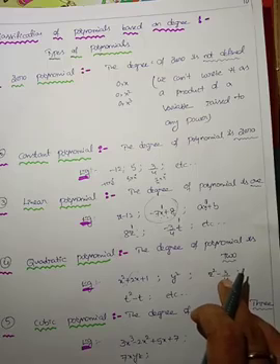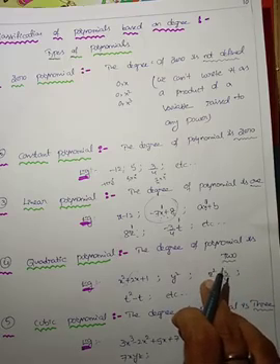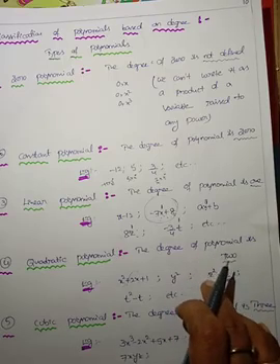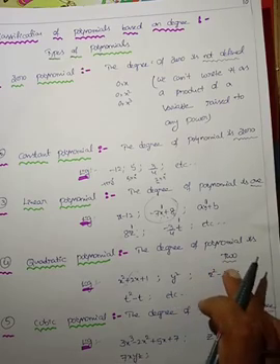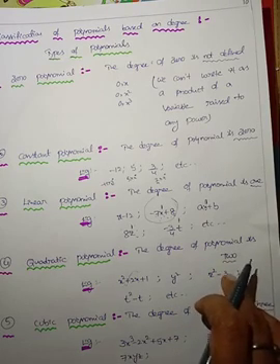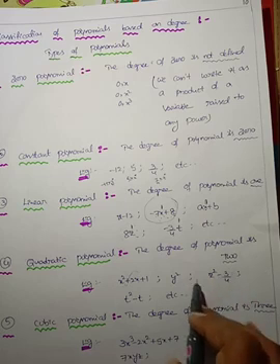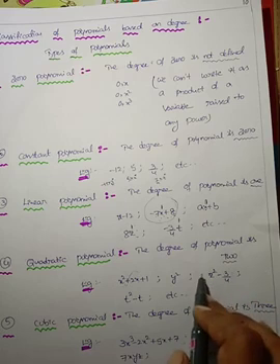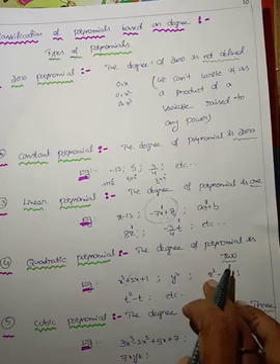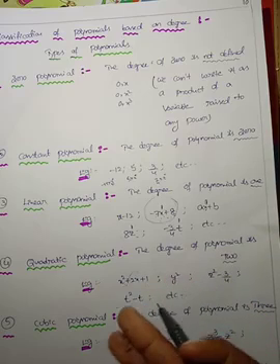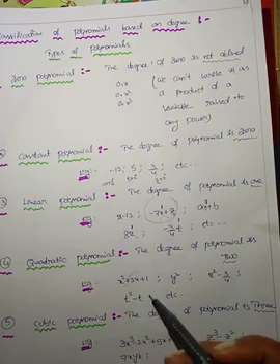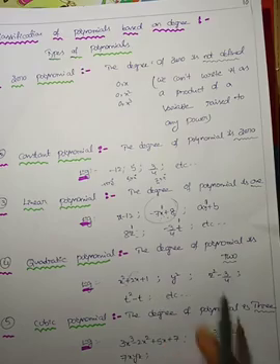Z square minus 3 by 4. What is the variable here? Z. What is the degree of the z square term? 2. What is the degree of 3 by 4? 0. So the highest degree is 2, so this polynomial's degree is 2. This is also a quadratic polynomial. T square minus t also has degree 2, so this polynomial is also a quadratic polynomial.